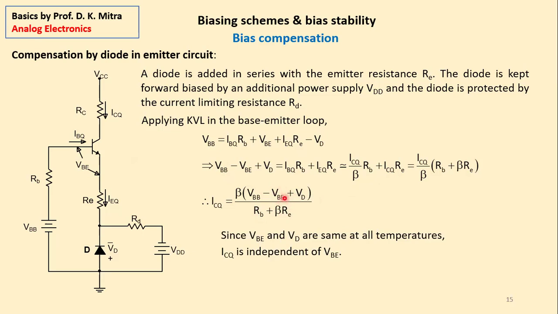Since VBE and VD are the same, because this diode has been chosen to be exactly similar to the base emitter junction, ICQ is equal to beta multiplied by VBB divided by RB plus beta RE. So now ICQ becomes independent of VBE. So we have learned two methods of making ICQ independent of VBE.